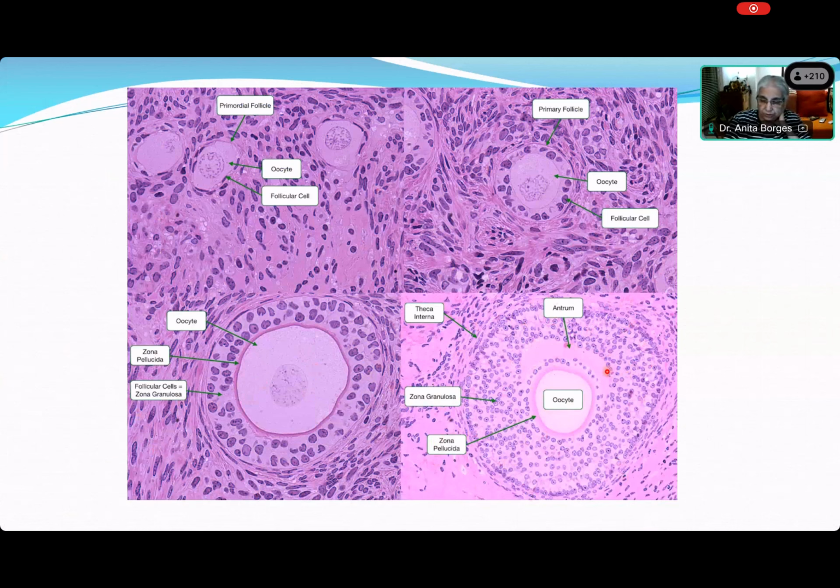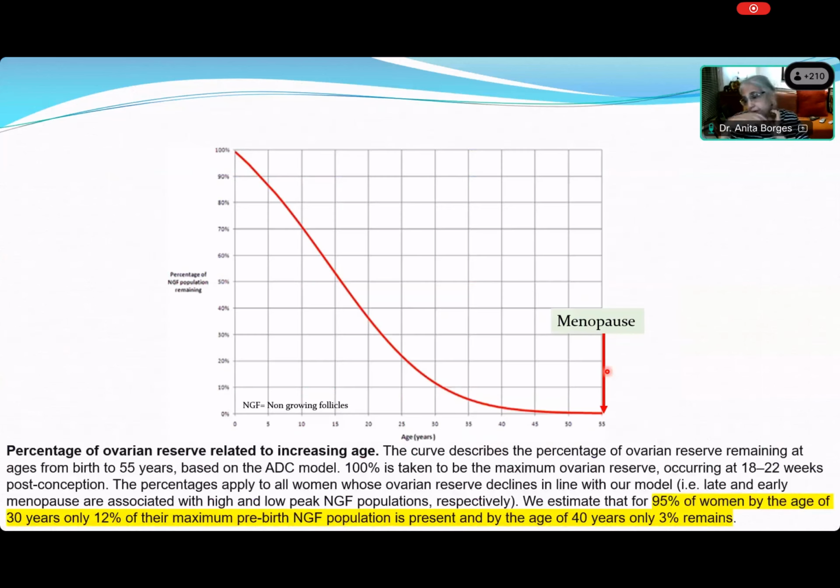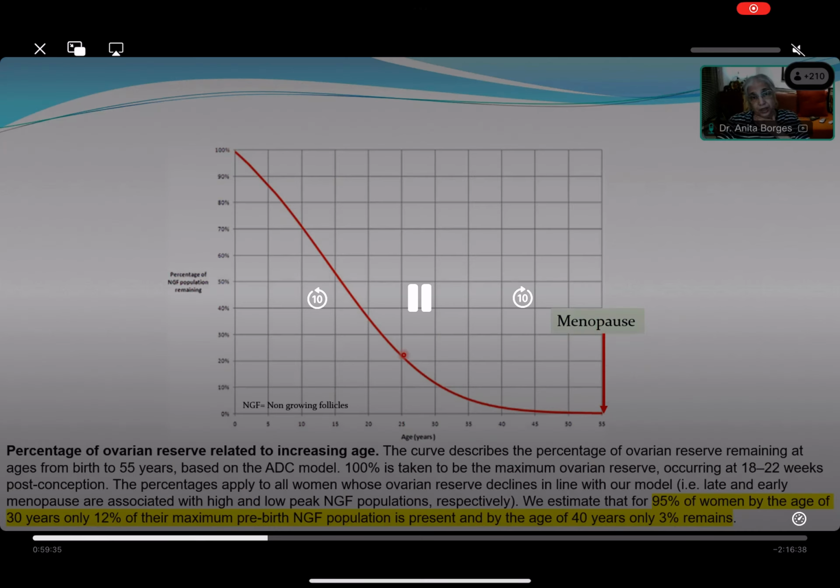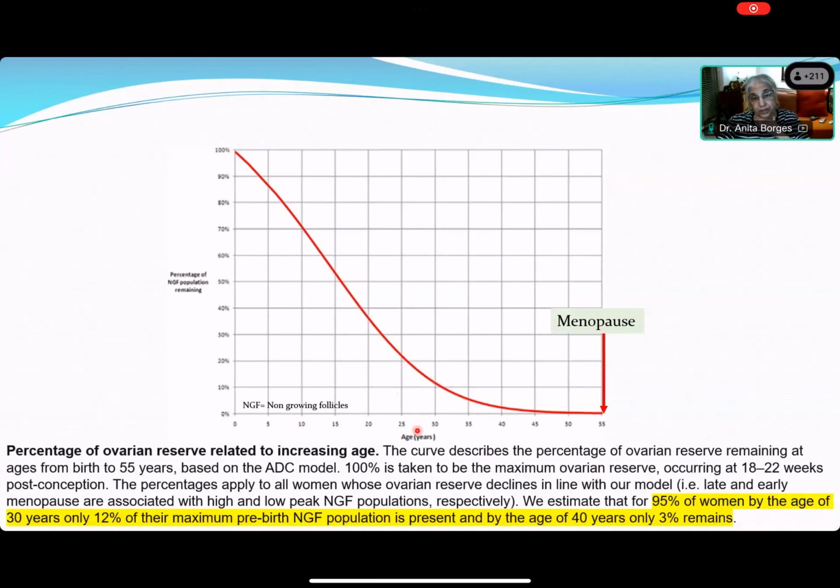I'm not going to tell you all the different parts of that ovum. It's for you to go and see. And here is a chart that shows how many ova you were born with and how they rapidly decline. It's falling from the time you are born very steeply, and then the slope is less steep until at menopause you are left with no ova at all.